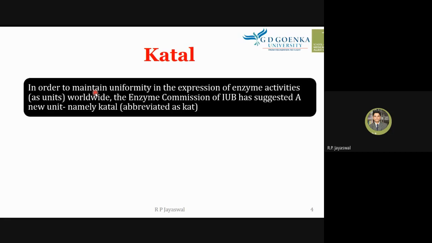worldwide. If you are using an enzyme unit in India, the same unit should be considered in other countries, throughout the world. So the enzyme unit should be uniform. Enzyme ka jo unit hota hai, wo uniform hona chahiye. Different nahi hona chahiye. Otherwise kya hoga? We cannot do proper research. We cannot do proper measurement. So it should be maintained uniform throughout the world.